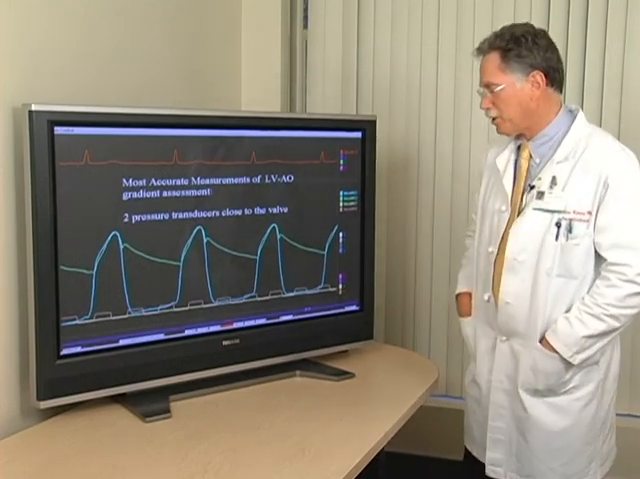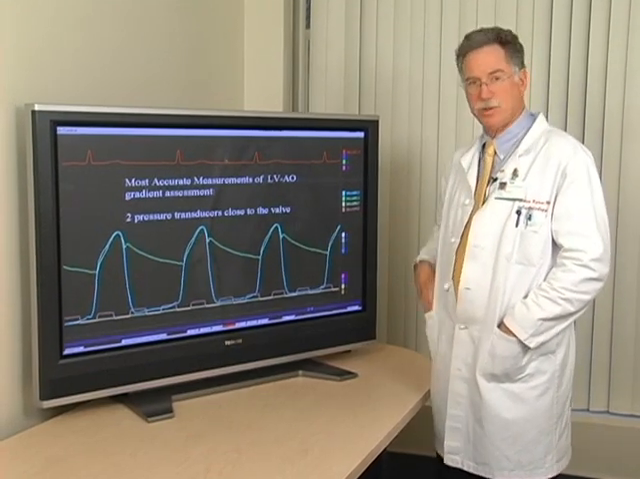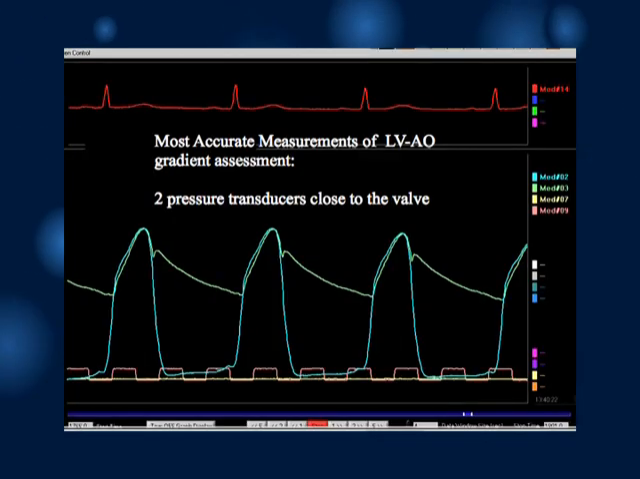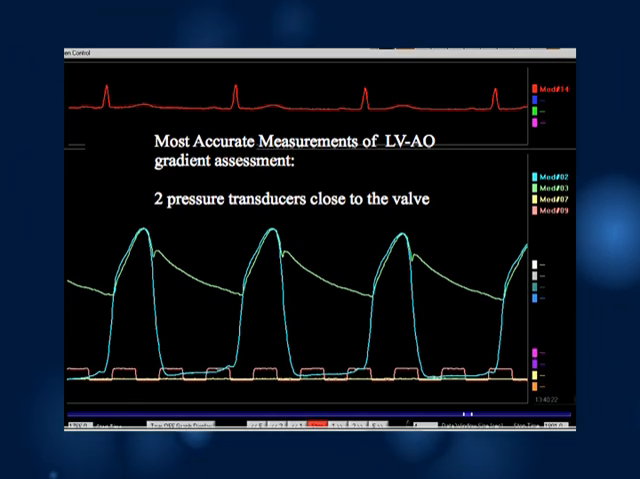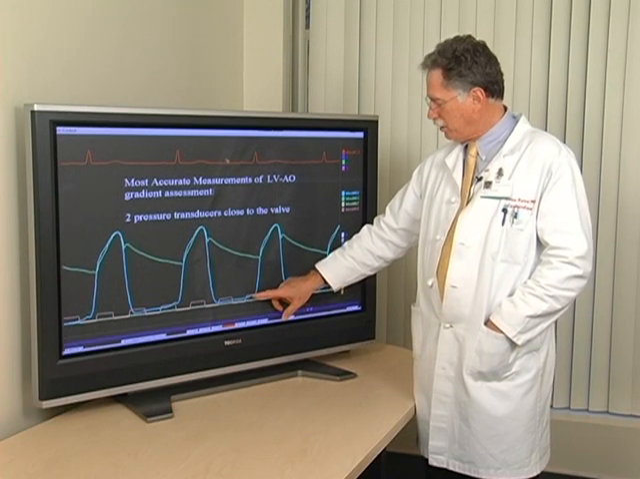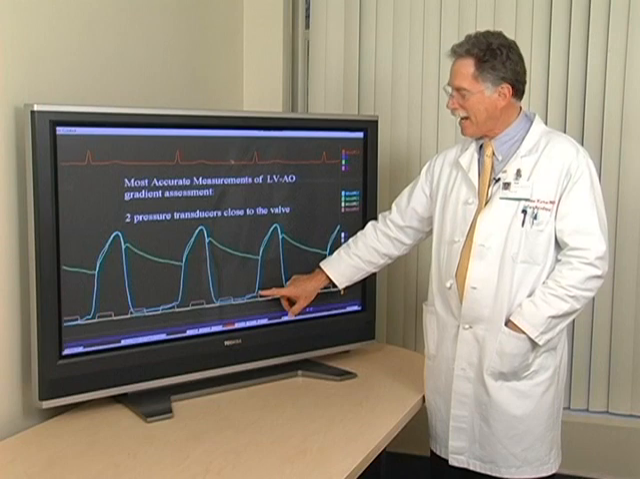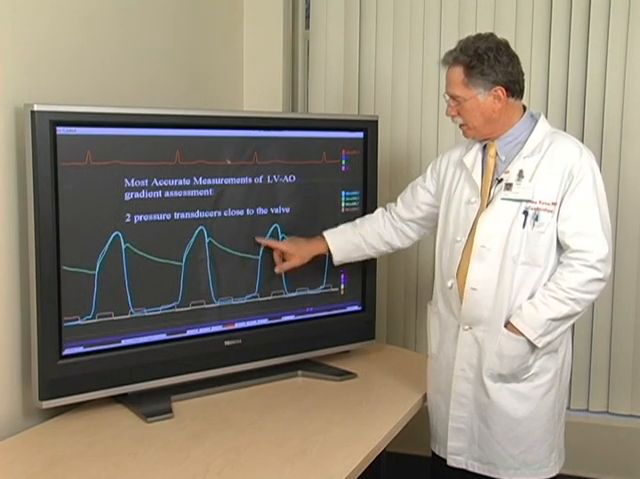Among the most common pressure tracings we will see in the cardiac cath lab is that of aortic pressure and left ventricular pressure. Here is the measurement of left ventricular pressure in blue and the aortic pressure in green in a normal individual, measured with simultaneous high-fidelity micromanometer transducers to show you what the ideal pressure tracing should look like. Left ventricular pressure starts here at the A wave. Left ventricular end diastolic pressure occurs here at the end of the A wave, corresponding to the R wave on the electrocardiogram.